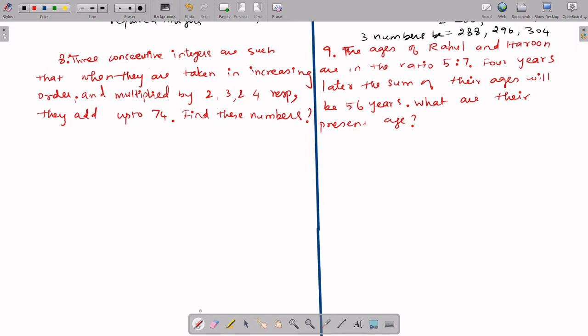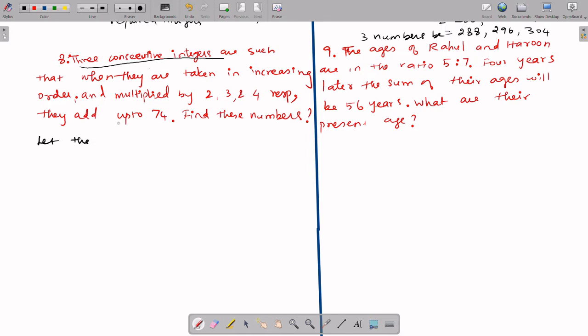Three consecutive integers are such that when they are taken in increasing order and multiplied by 2, 3, 4 respectively, they add up to 74. Find these numbers. Now we have three consecutive integers. First we have to take the three consecutive integers. So we see line by line.